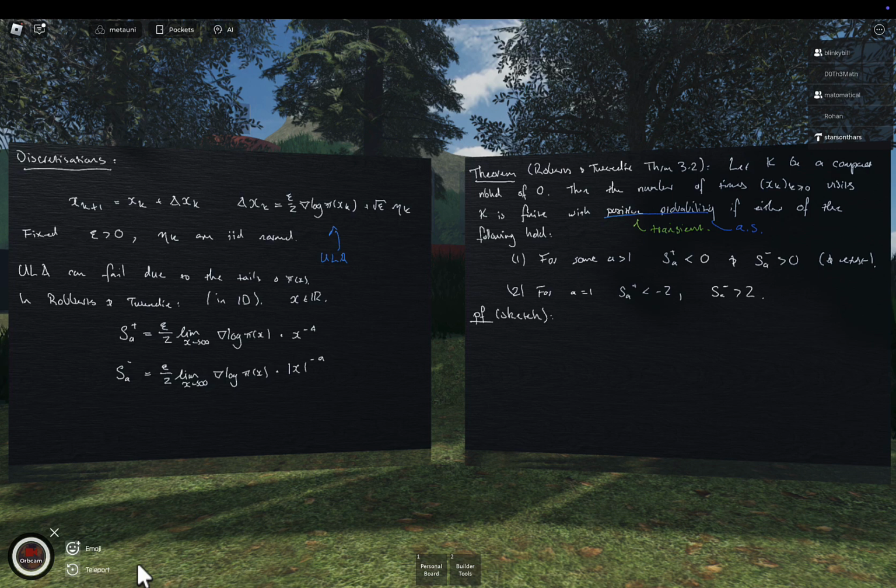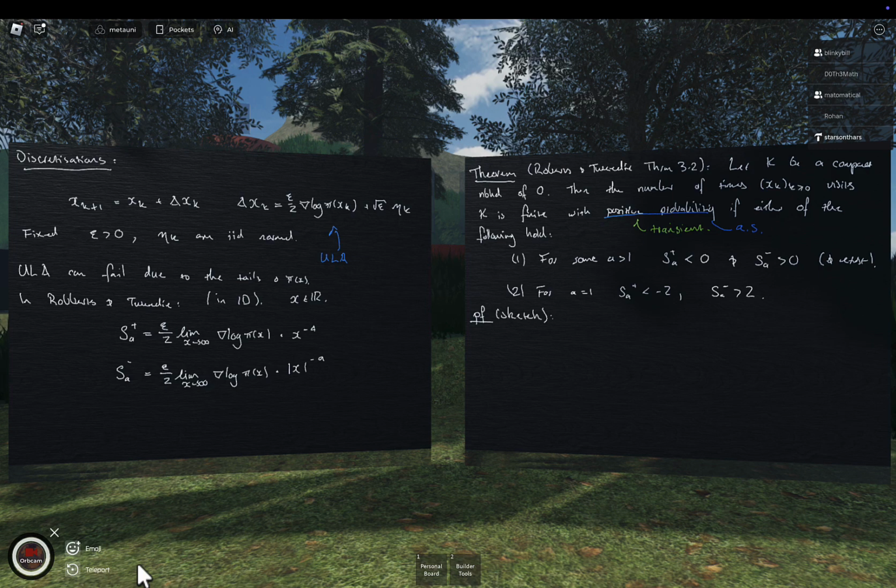Yeah. I don't really get why S_A plus being negative suggests that. So the gradient of log pi of x is what appears in the Langevin diffusion, and that should be negative if you want to go back towards the origin. So this being negative, I can see why it might be 0 or not 0, depending on the magnitude of that relative to x to the a, which you're dividing by. But I don't really have a good intuition for what S_A plus is measuring and why negative would be something that I would... Maybe the proof is going to show me.